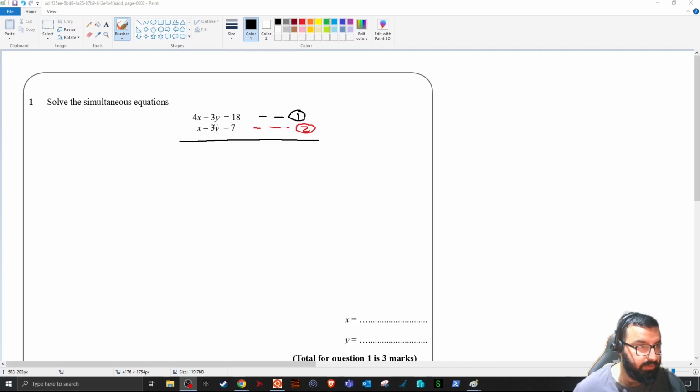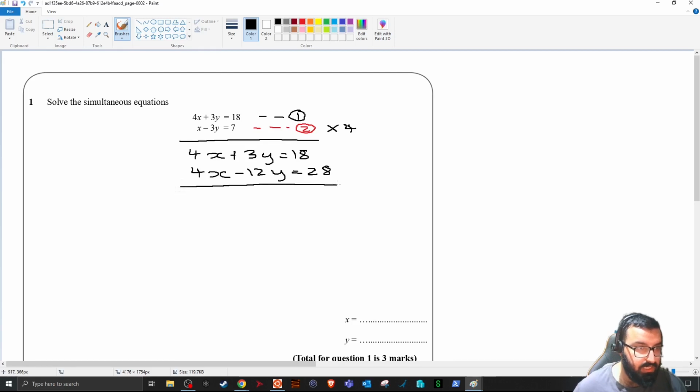So I'm going to eliminate x by multiplying the second equation by 4. So we are going to end up with 4x plus 3y equals 18, and we're going to multiply this whole bottom equation by 4. So we're going to get 4x minus 12y equals 7 times 4, which is 28. So this bottom equation is multiplied by 4.